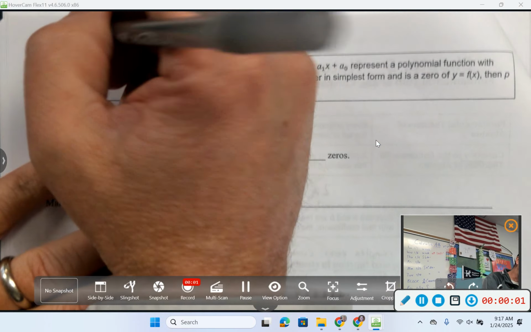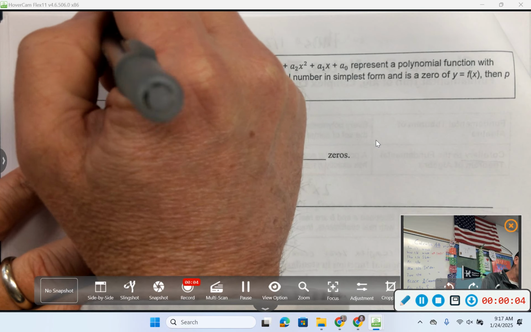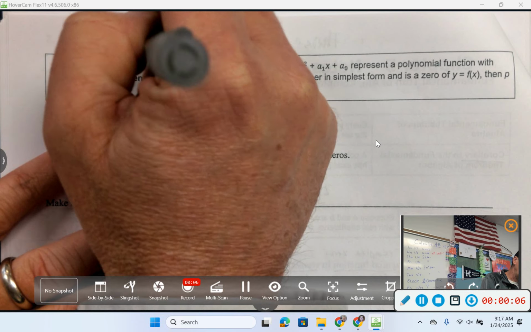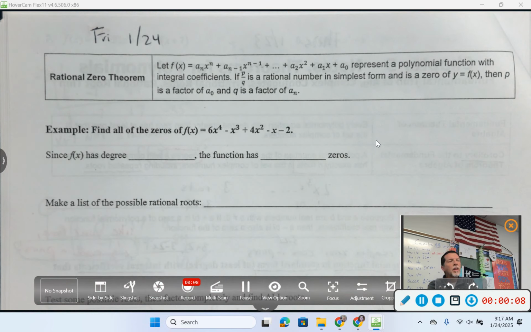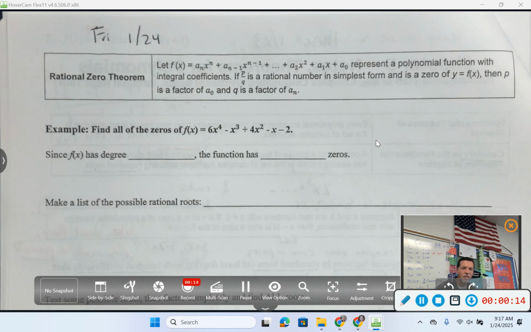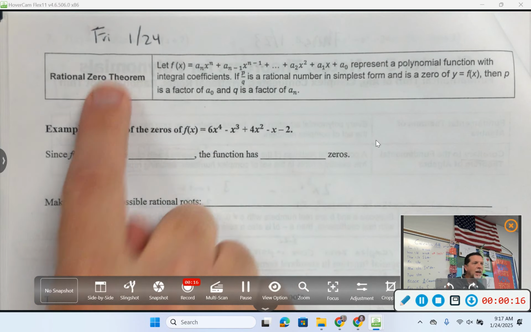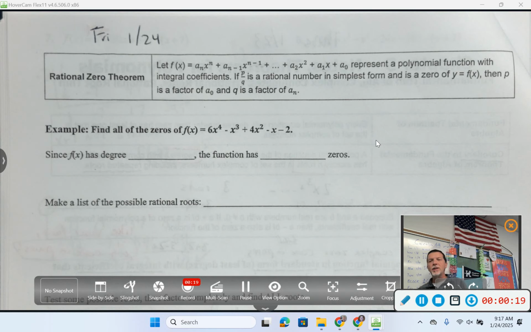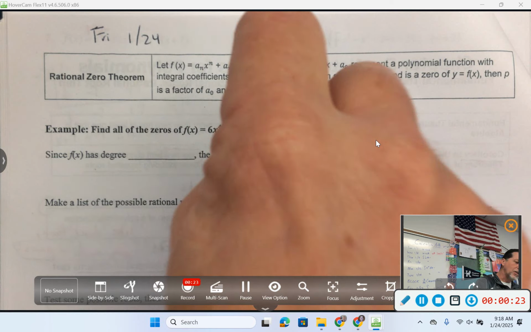So from the top, this is Friday, January 24th. There we go. Okay, rational zero theorem. Again, theorems, you have to know the stuff, you have to understand the stuff in the box on the right, but you don't really need to know its name. You're not going to need it in a proof. It's not going to be matching or give a definition. You just have to understand what's over there.